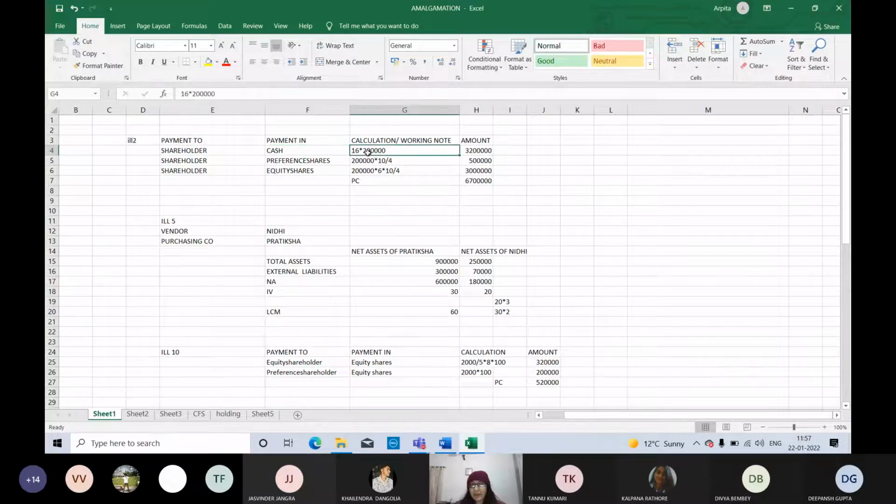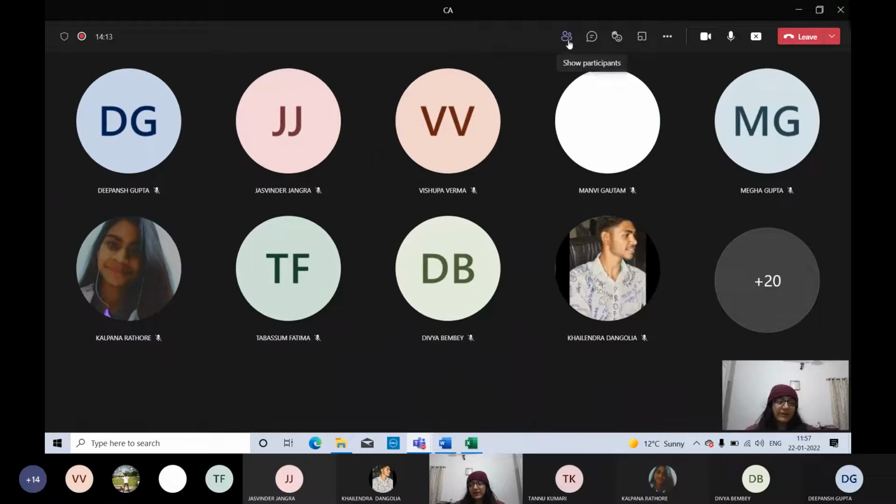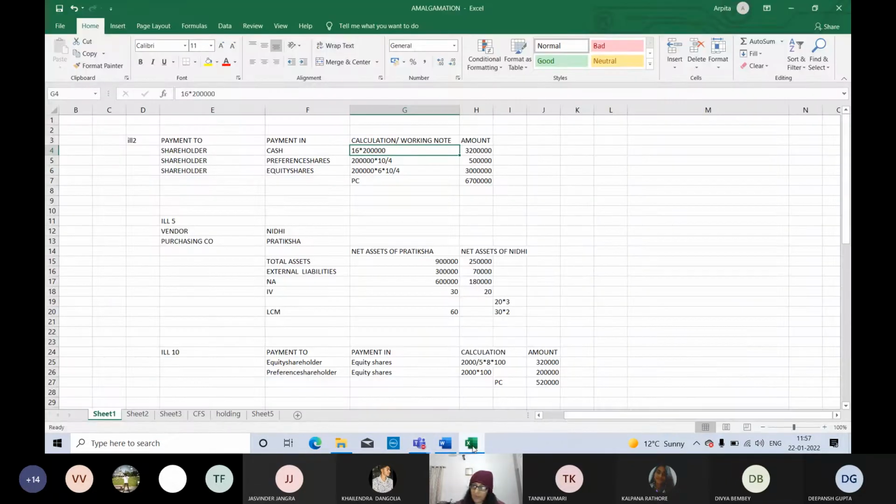Now, can anybody tell me how many shares are there in the vendor company? Yes, from the question, please tell me how many shares are there in the vendor company? 2 lakh. So that's what I did. I said 16 rupees for every share, which means 16 into 2 lakh, it becomes 32 lakh. Is this clear? Any question?